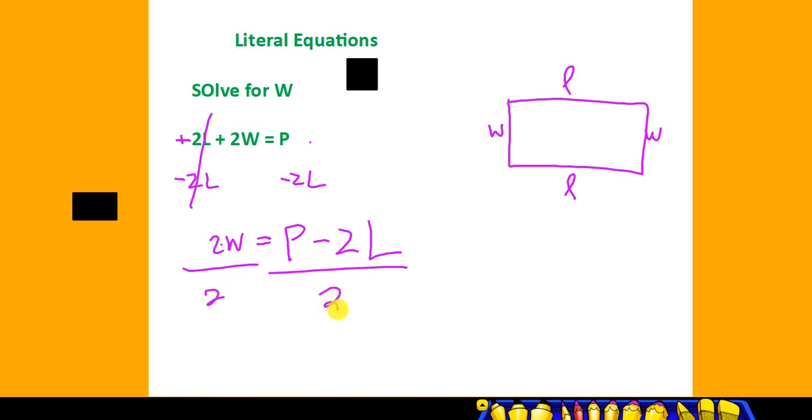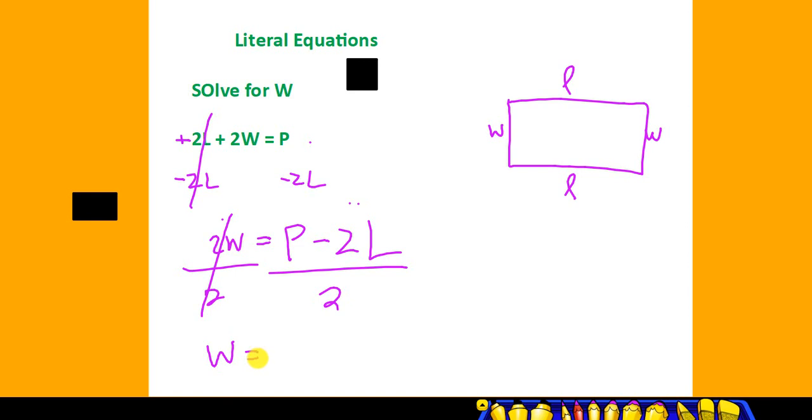When you say both sides, it means everything on this side and everything on this side. That's why both sides. You cannot just pick and choose which one to divide. It should be everything on the right side. So we are dividing to cancel your coefficient.